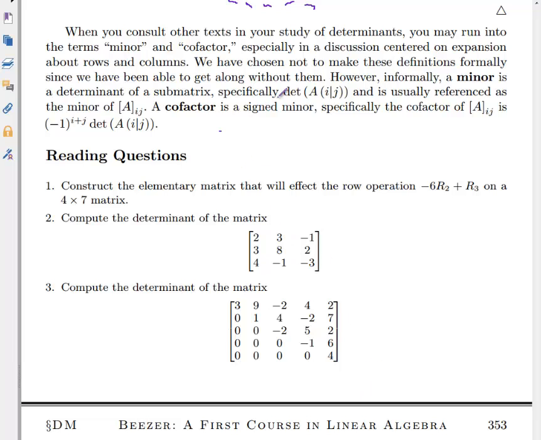All right, there's the definition. Minor is the determinant of the submatrix. Cofactor is including the minus 1 sign. Those two definitions may be used. You might see those in other books. All right, so we'll stop there.